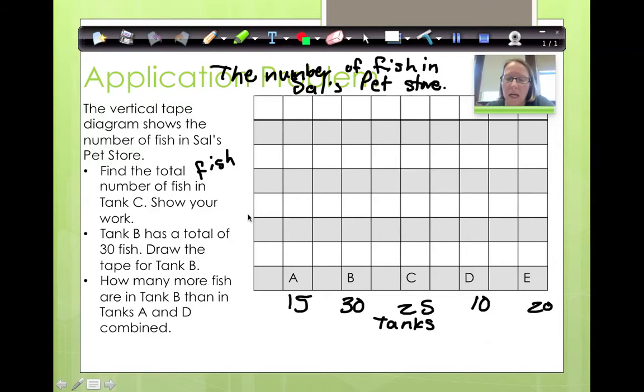Now right here we have 0 fish. Now remember, each one of those boxes was worth 5. So if each one of those boxes were 5, then each line gets to be worth 5. So it's 5, 10, 15, 20, 25, 30, and 35 up at the top. Okay, now let's make our graph. So A is 15. So we start up here. We draw the line on 15. Draw our lines down. And we shade it in.